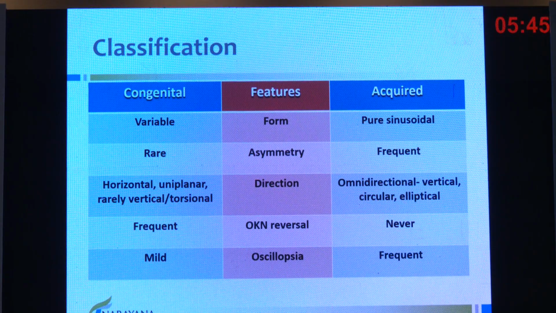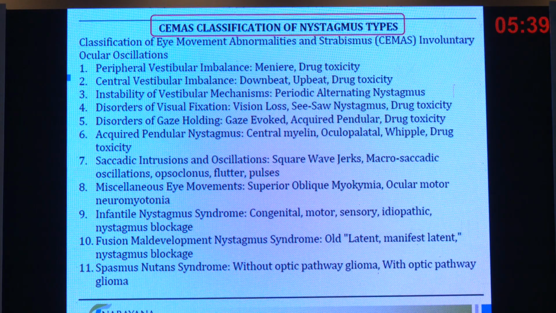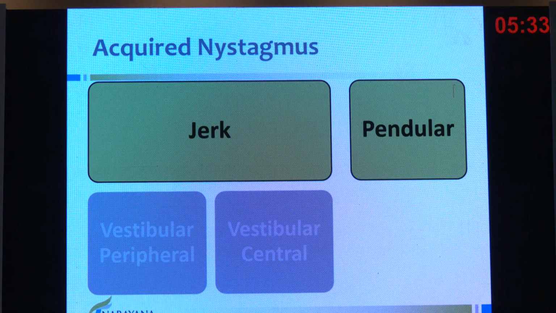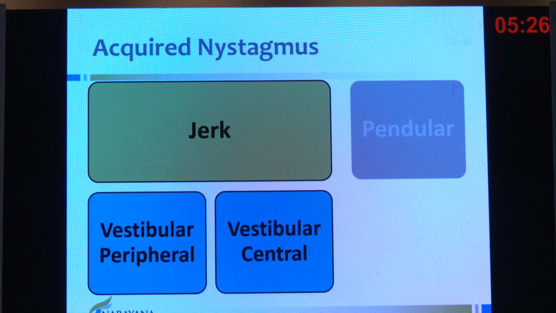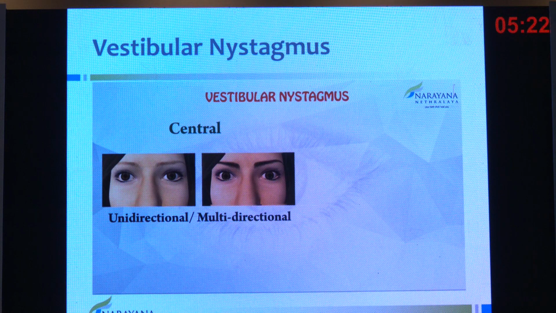And oscillopsia, where the patient believes that he is able to see the images moving, is frequent in cases of acquired. Now this is a very good classification. Those who want to know can look at this, the CEMAS classification, for trying to find out the various nystagmus types. I'm going to simplify the various types of acquired nystagmus into jerk and pendular, basically on the morphology. So let's look at the jerk, and I'll try to describe it in terms of the vestibular peripheral and the vestibular central. So how do we go about it?